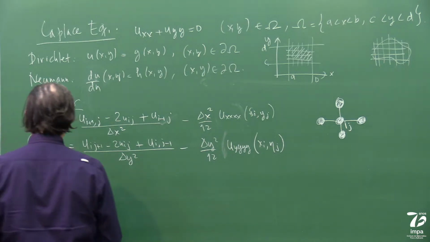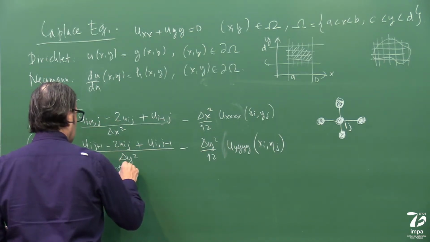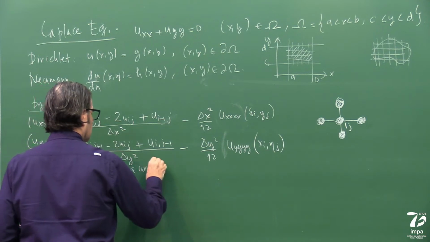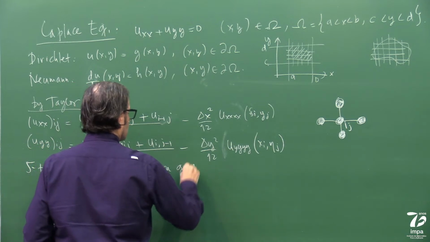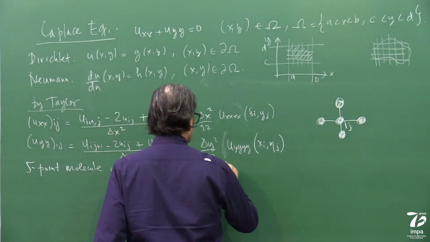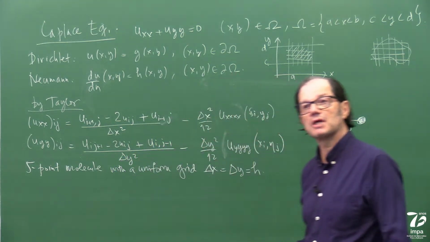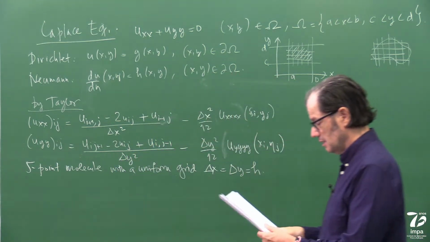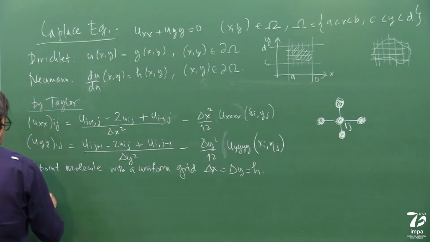Let me skip one thing, or else I'm going to spend too much time. The 5-point molecule with a uniform grid, in the sense that delta x is equal to delta y is equal to h. In some cases we can do that, and then it makes our life a little simpler. Probably it's simpler, at least in the class, so I can write down the expression.